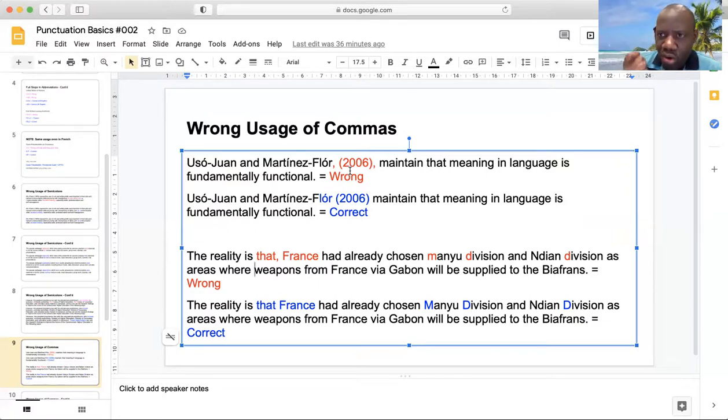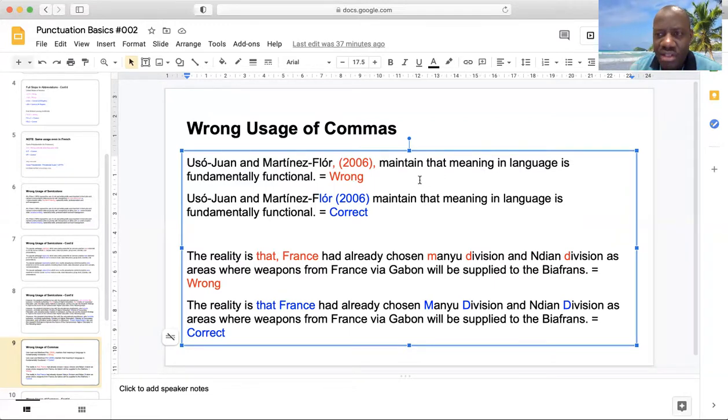writing protocol or conventions for scientific writing, for writing papers, when you mention a person's name, you bracket the year of the publication of the source that you're talking about here. And if you do that here, you don't have any reason to put a comma, neither here nor here, because you just bracket it and you go straight to what do they say? Because Juan and Martinez Flor are the subject of this sentence, okay?